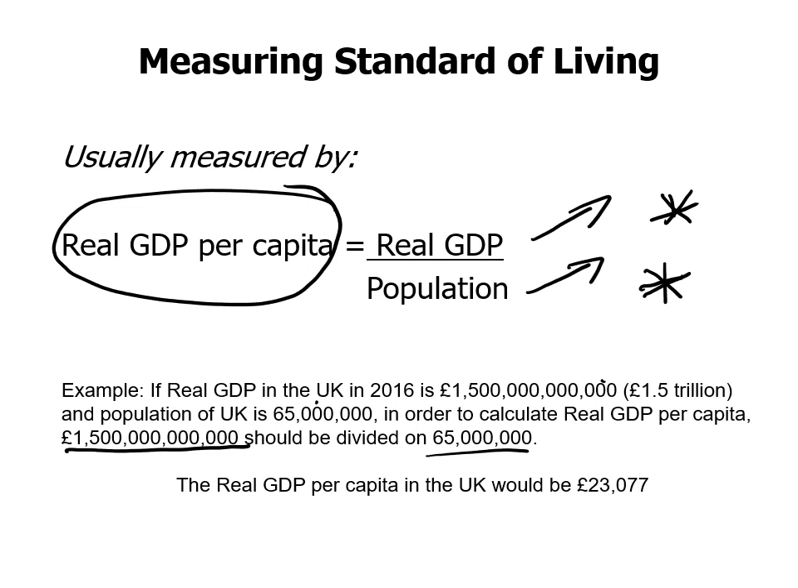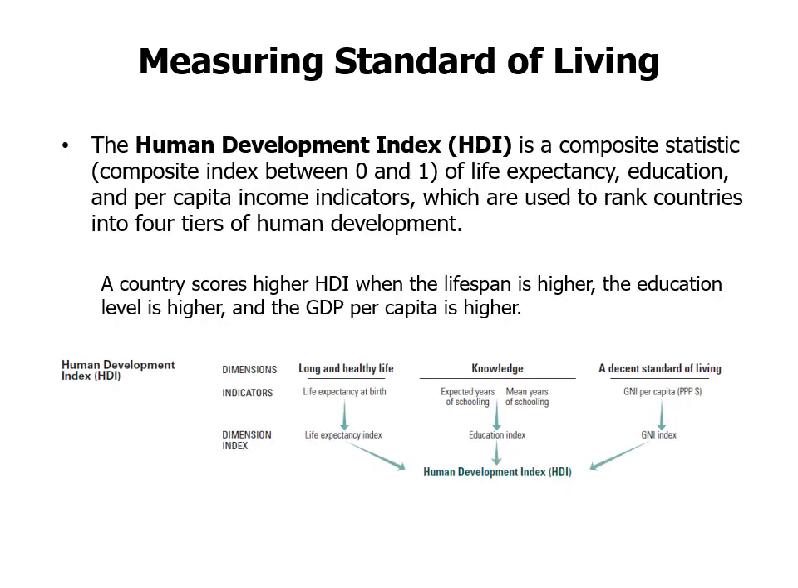And the figure we will get, the real GDP per capita in the UK for that year, would be 23,077 pounds, okay? And this would measure our standard of living. So on average, this would mean that the average human in the UK has about 23,077 pounds. So that's how you measure the standard of living.